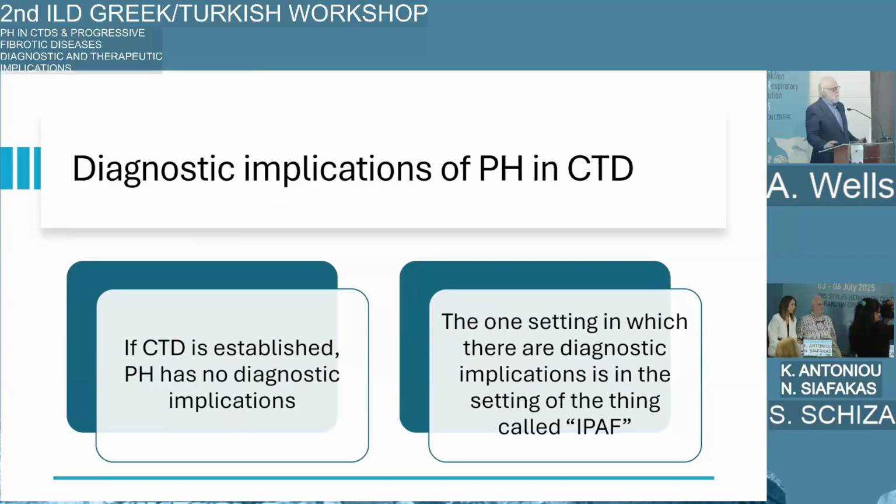Now, it will probably strike you that this is not a logical title because, by and large, in the formal definition of connective tissue disease, pH is not a requirement. So surely impact on diagnosis is non-existent. But the setting where this matters, and it leads to huge confusion, is the thing called IPAF, interstitial pneumonia with autoimmune features.